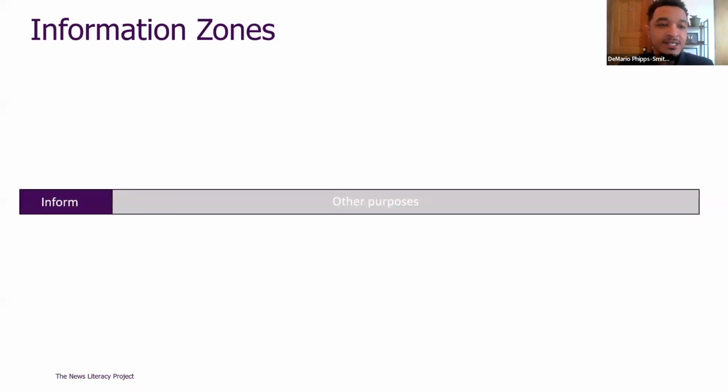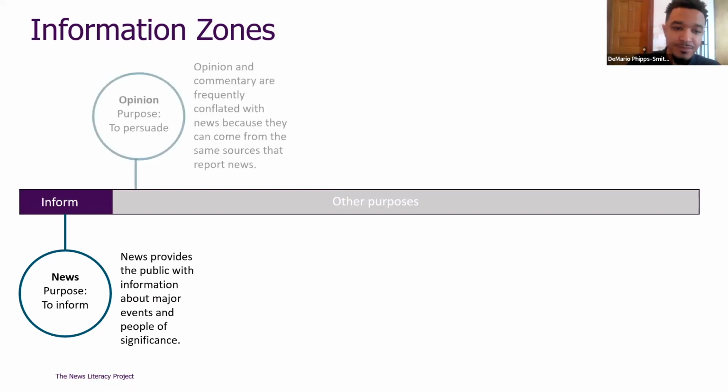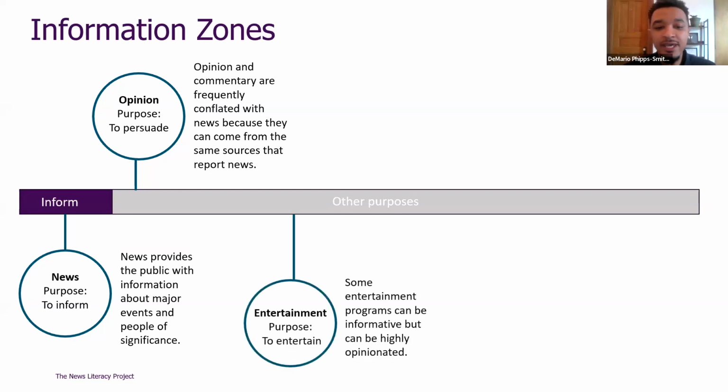So at NLP, we like to think about the information landscape in information zones. The first being news, and its purpose is to inform you, right? To give you the 5 W's of a thing, the who, what, when, where, how of an issue. It provides the public with information about major events, about people of note, politicians, and celebrities. But there's other types of information as well, like opinion, right? Opinion and commentary are used to help give context to the news that we encounter, the things that are happening around us. There's also entertainment.